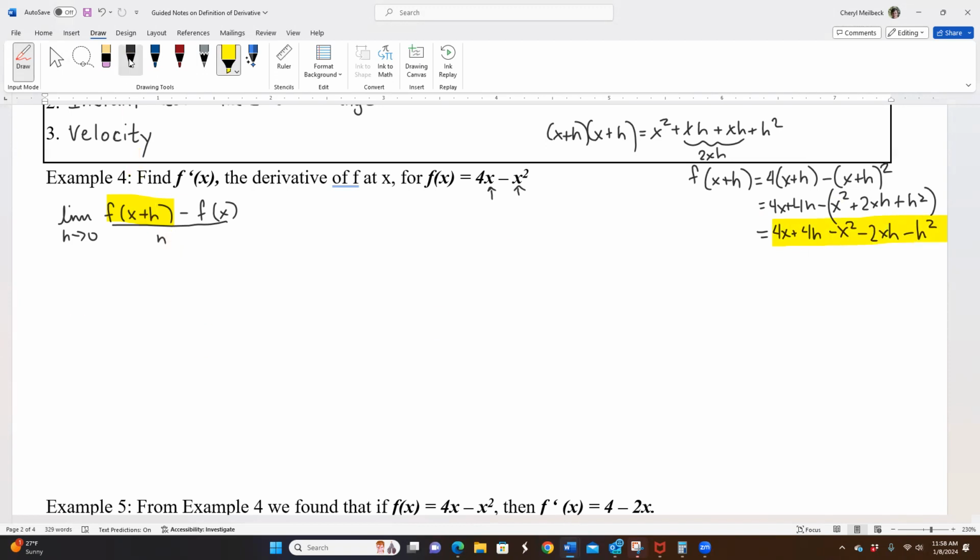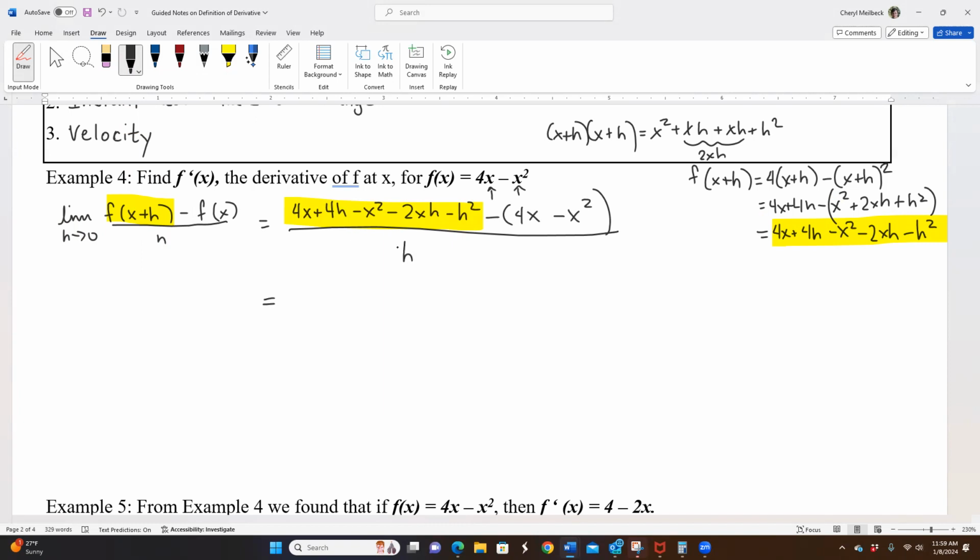Now none of these cancel, so what we just found is the same as this first part of our numerator. Substituting that in, then we'll have 4x plus 4h minus x squared minus 2xh minus h squared. That is all the same as this. Then we subtract f of x, which is merely what we have above here, all over h. Now, if we've done this correctly, this whole second part of our numerator should cancel.